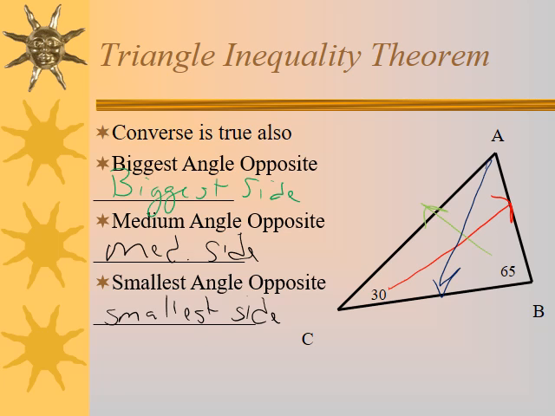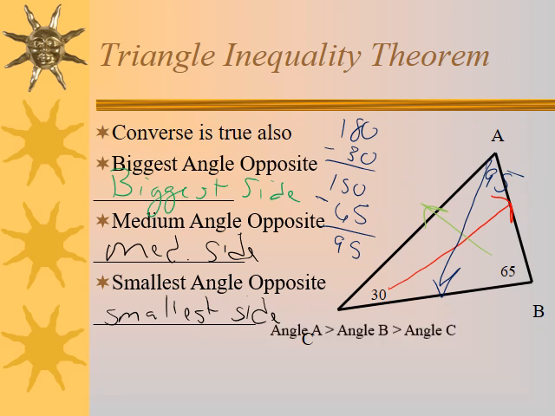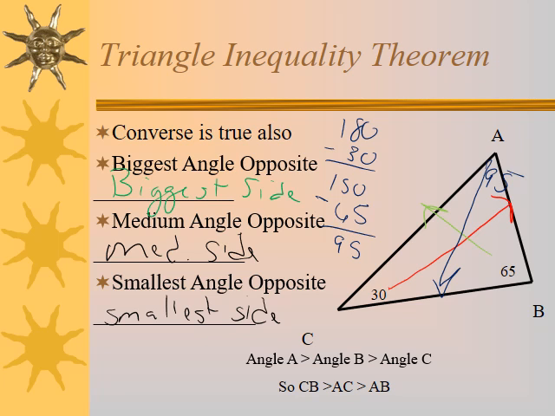So if I take 180 minus 30, gives me 150, minus 60, minus 65, that's going to give me 95. So this is going to be 95 degrees up here. That's angle A. Since angle A has 95, that means CB is going to be the biggest. Since angle B is 65, that's in between 30 and 95, that's going to be the middle one. And since angle C is only 30, that's the smallest of the three angles, so AB has to be the smallest side. I'll give you a second to write that down.